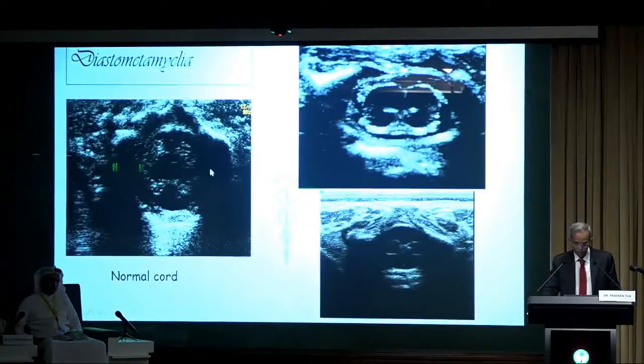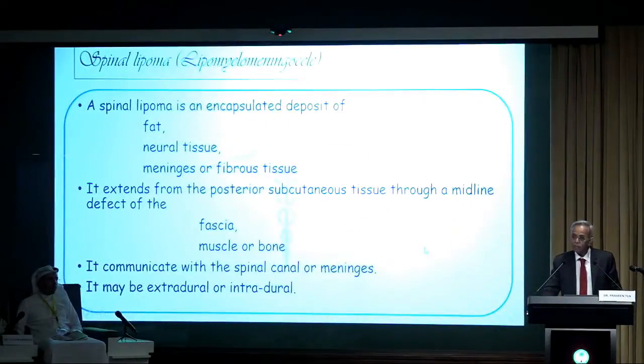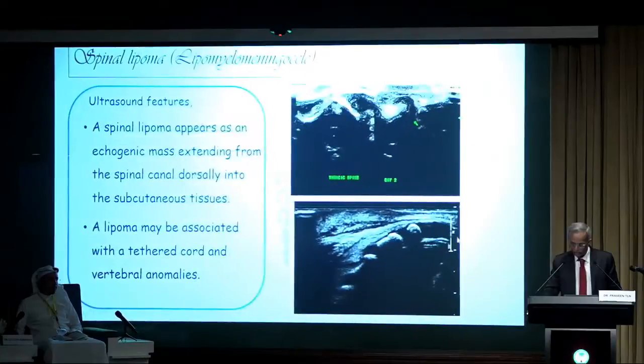As you can see here, this is the normal cord, whereas here you can see the split cord because of the echogenic spur, and you can see that there are two cords which are equal in size, set side by side. The other things are the spinal lipomas, which are classically seen as a hyperechoic area extending from the subcutaneous tissue into the neural canal, which is very typical of a lipomyelocele.